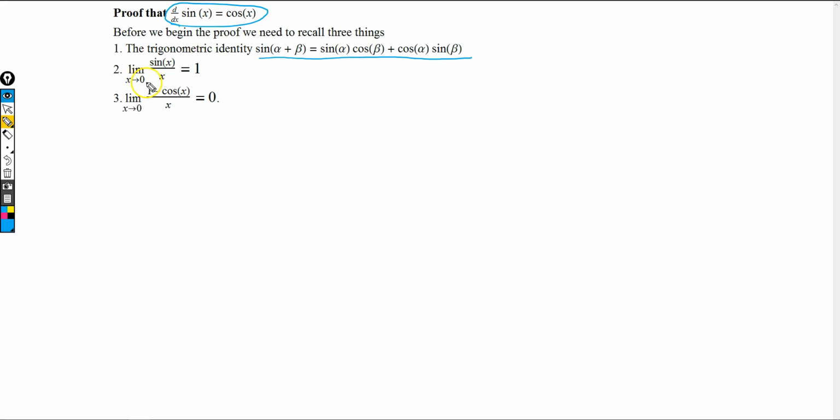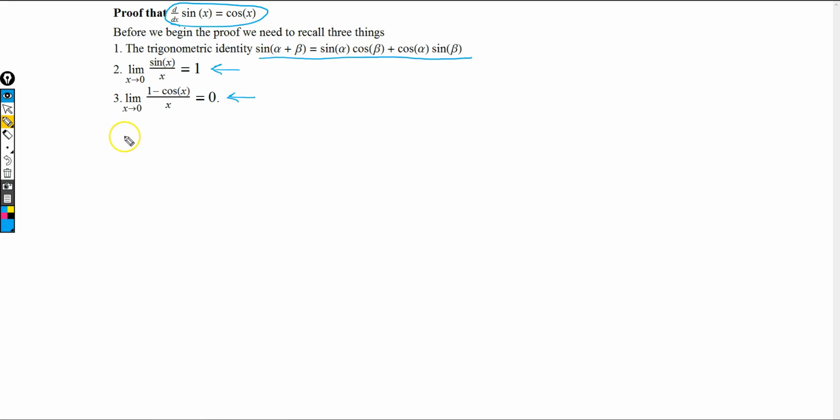Also remember this from our discussion of limits. The limit as x approaches 0 of sine x over x is 1. And the limit as x approaches 0 of 1 minus cosine x over x is 0. We need those two results. Now, with all three of these, we can begin our proof.